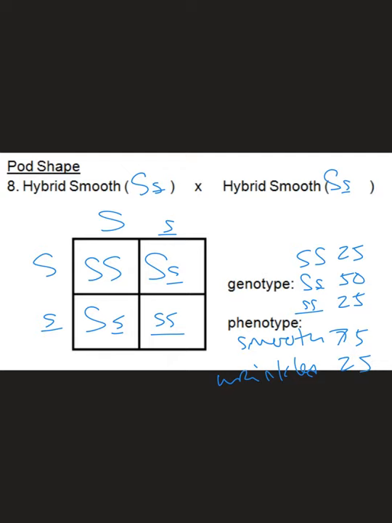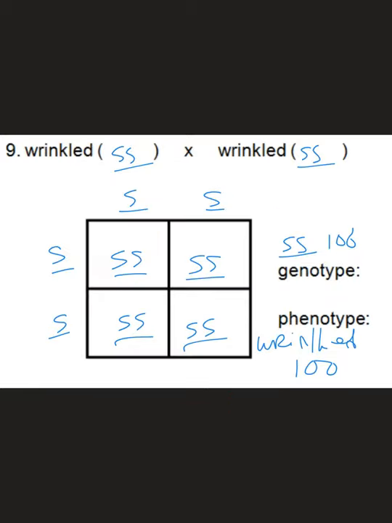Number 8, hybrid smooth crossed with hybrid smooth. You have a 50% chance of a heterozygous genotype, 25% chance homozygous, and 25% chance recessive. 75% smooth phenotype, 25% chance wrinkled phenotype. Number 9, wrinkled crossed with wrinkled, 100% recessive genotype, 100% wrinkled phenotype.